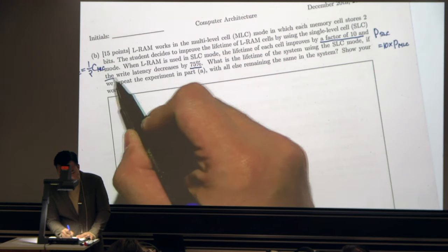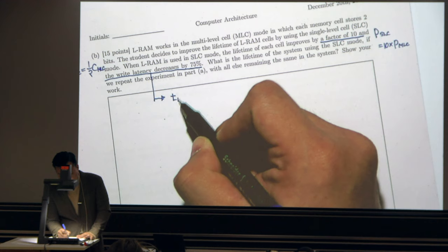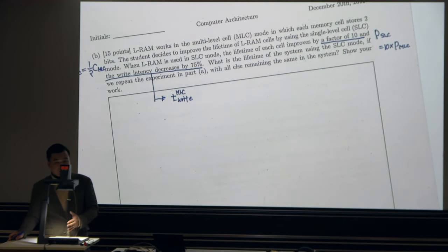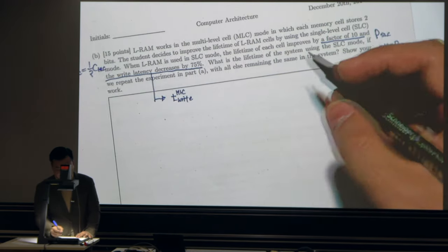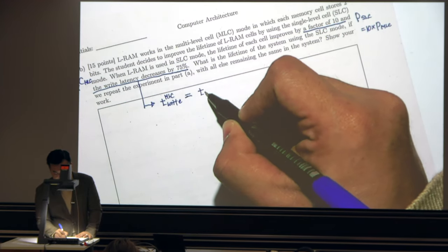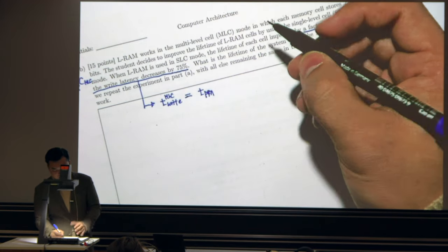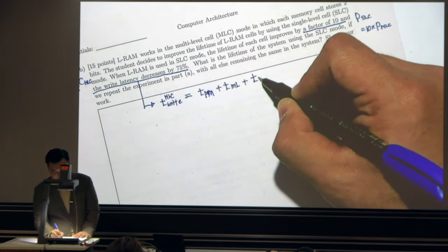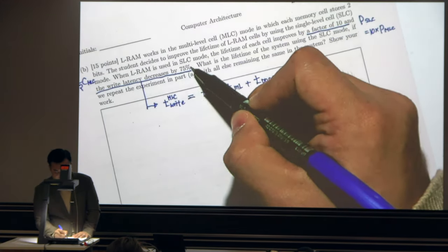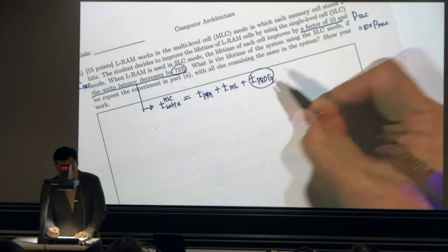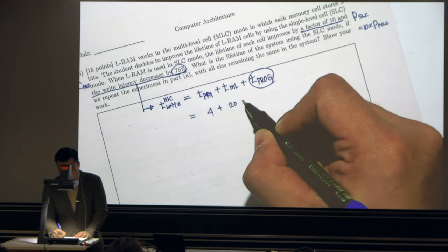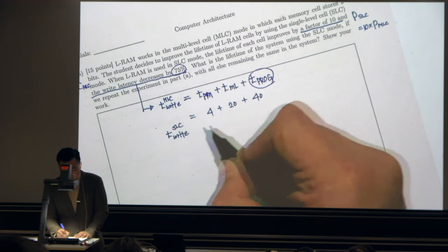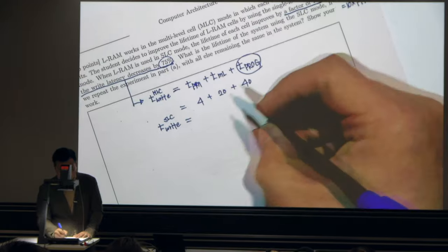We should be careful here because we use T write MLC. It means the time required to write a word to the LM device, but it consists of the transfer time from the processor to the memory controller, the transfer time from the memory controller to LM, and the write latency of LM. So this 75% reduction is only for the latter. So recall the value. This was what it was. So the effective write latency of SLC should be like this.